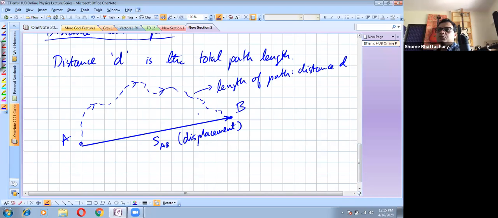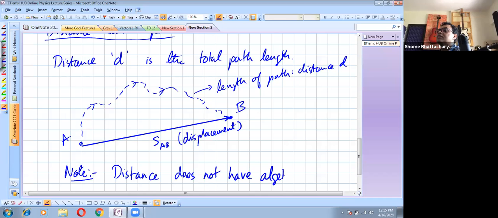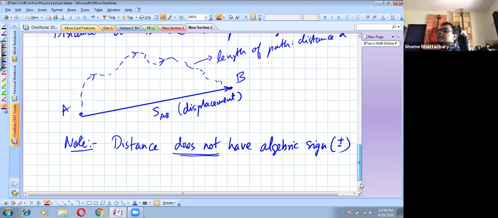Another thing we should be mindful of over here is that distance is a modulus quantity. We never define it as plus or minus. Distance, unlike displacement, which we can define as plus or minus according to direction, whether it's going along the positive axis or the negative axis, does not have algebraic sign. We do not say plus or minus. It is always defined as a modulus quantity.